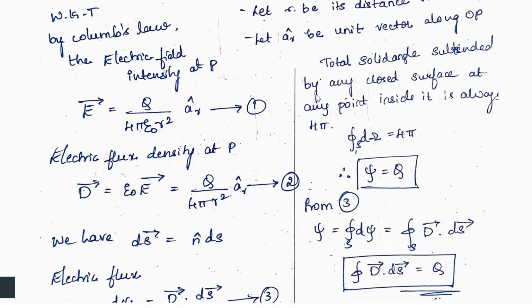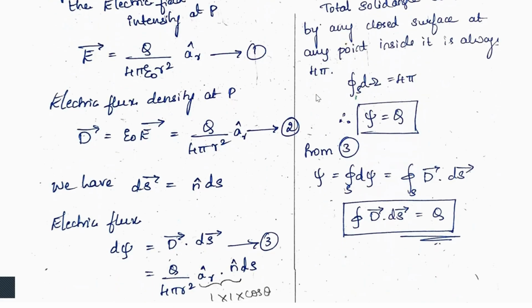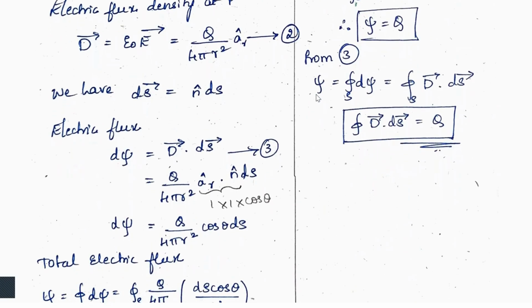Now we have dS vector equal to n cap into dS. So the electric flux is given by d psi, which is D vector dot dS vector. On substituting D vector in this equation, we get Q by 4 pi R squared a_R cap into n cap into dS. So d psi is Q divided by 4 pi R squared times the dot product of a_R cap and n cap, which is 1 into 1 into cos theta, so cos theta dS.